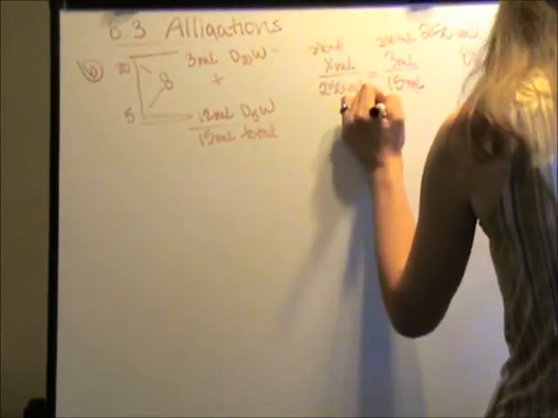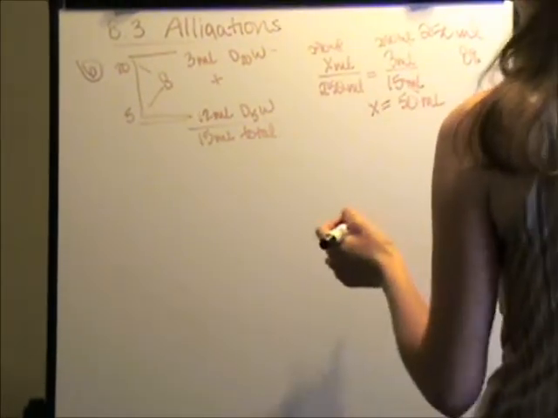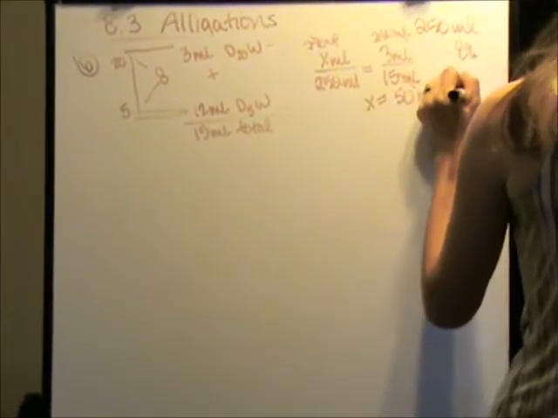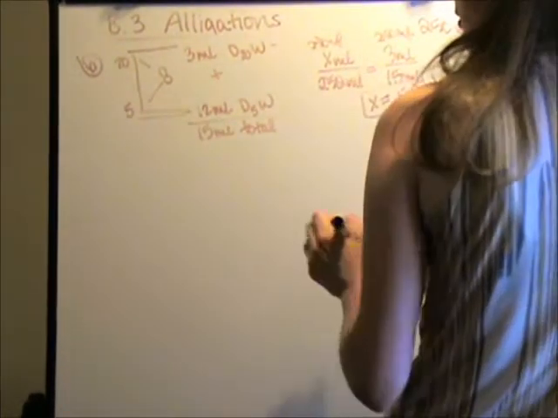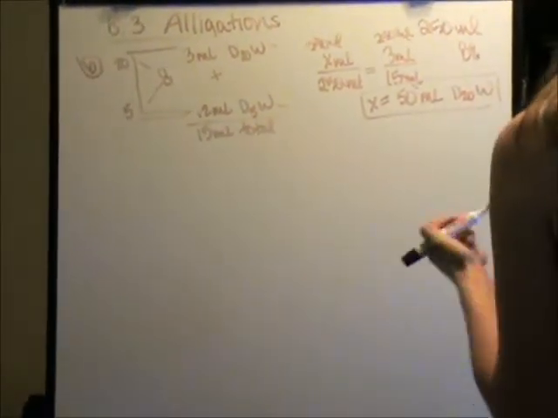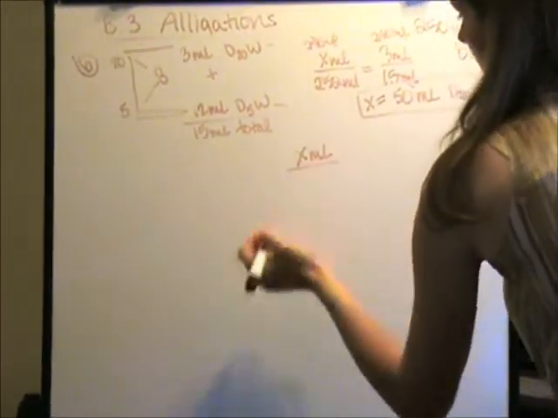And x is going to equal 50 ml. Okay, so now we know dextrose 20% in water, we need 50 ml of it. But we're not done. We still need to find out how much of the dextrose 5 we're going to use. So we're ready to set that proportion up. Still solving for volume.